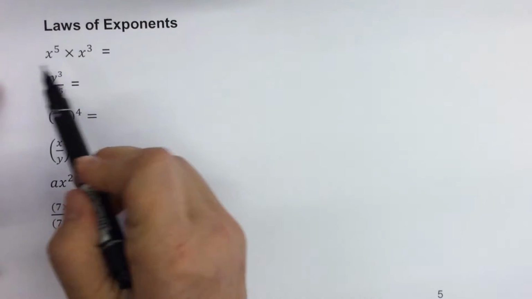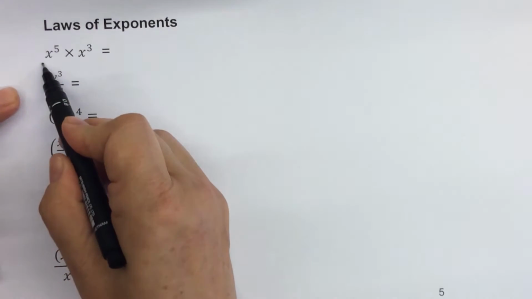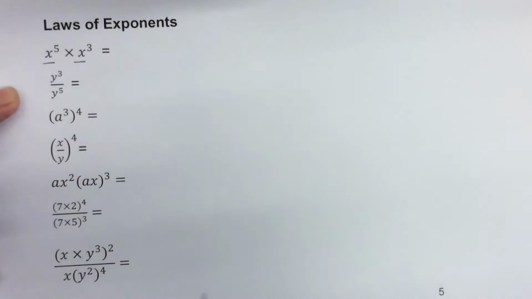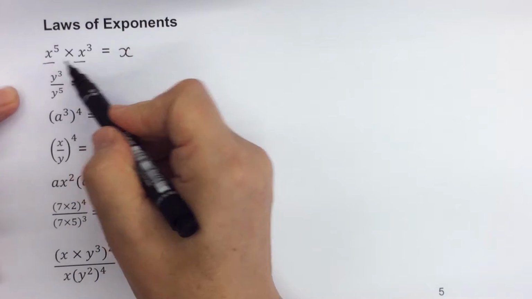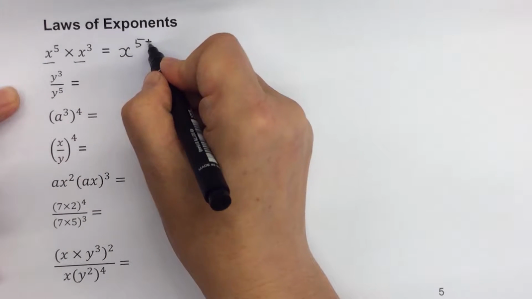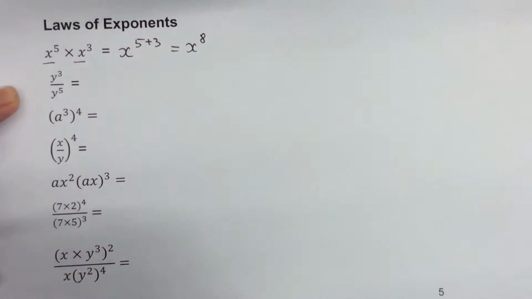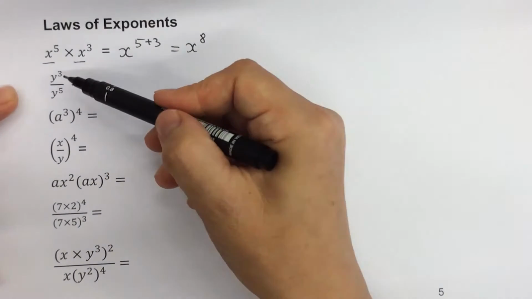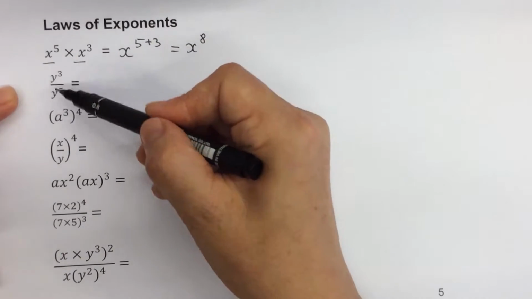So we have a product: x to the power 5 times x to the power 3. The base is the same. That's the first thing, very important. So we can apply the exponential law. It would be x to the power of the sum of these indices, 5 plus 3, equals x to the power of 8.